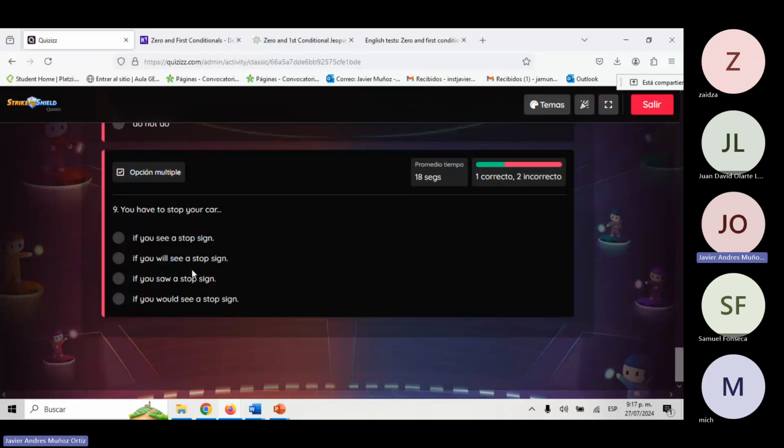Therefore, the only possibility here is if you see a stop sign, you have to stop your car, and you have to do it always, all of the time. The probability of this happening is 100% of the times. I mean, this is a rule. You have to do it always. In Colombia, in Brazil, in Medellin, in Bogotá, in Santa Marta, whatever. So this has to happen all of the time. If you see a stop sign, you have to stop your car.